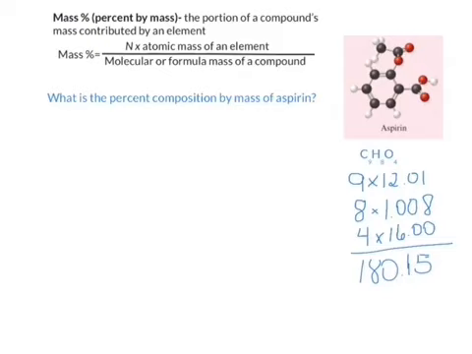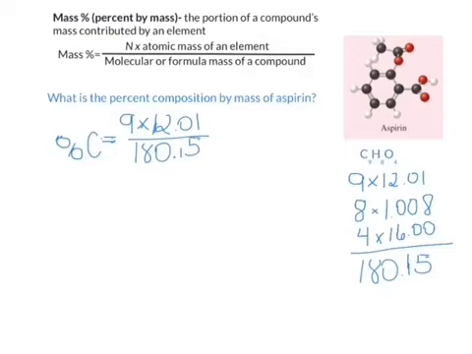Okay, so let's do percent carbon first. Since there are 9 carbon atoms in the aspirin molecule, our N is going to be 9 times 12.01, which is just the atomic mass of carbon, divided by the total, and this is going to be 60%. Once you do all of the math, 60% of aspirin is coming from the carbon atom.